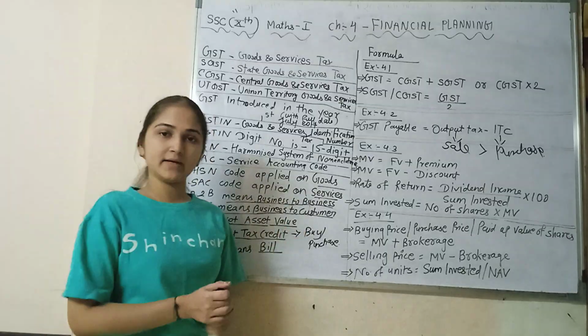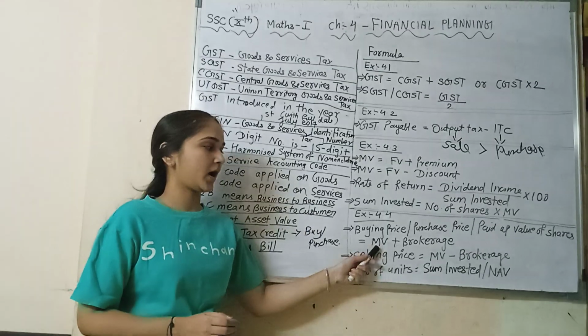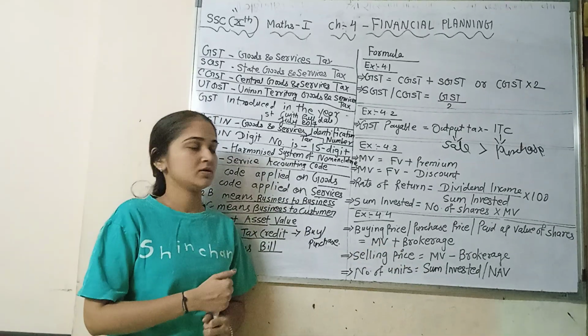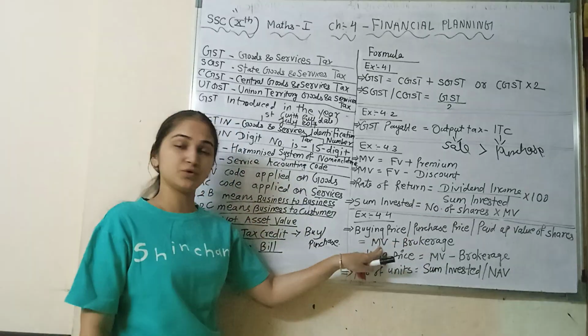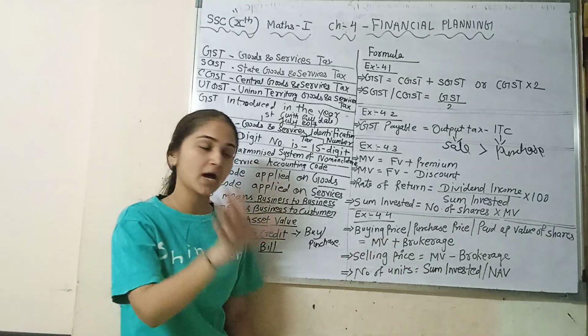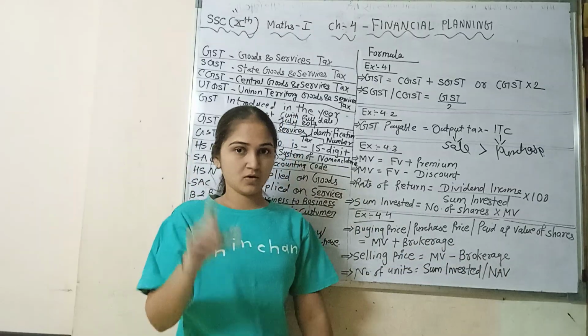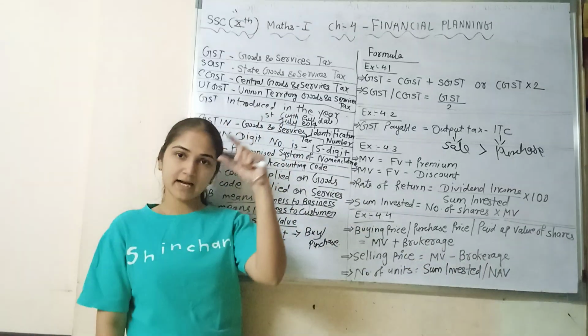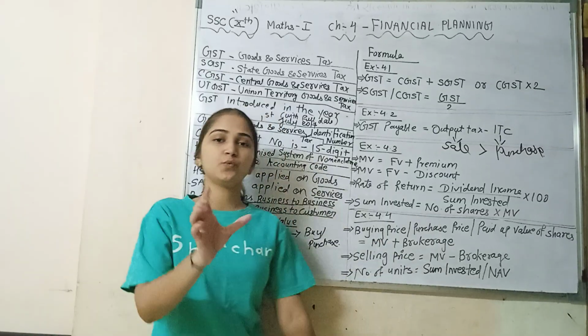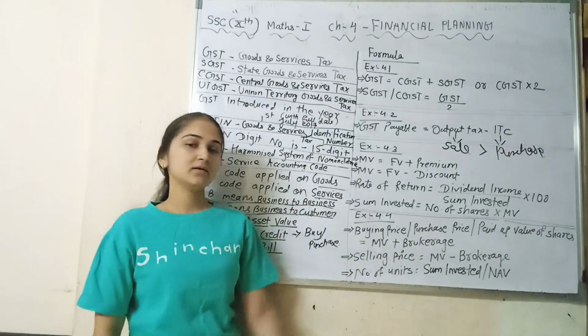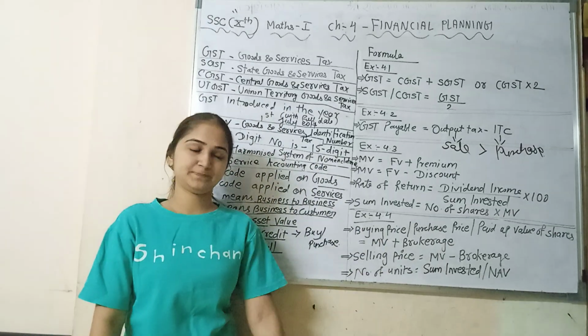So how do we calculate this? There is a formula: market value plus brokerage. They have given you some percentage of brokerage and the market value. So first you have to calculate the brokerage amount on market value, and after getting that amount you add it to market value, so you will get the buying price at the end.